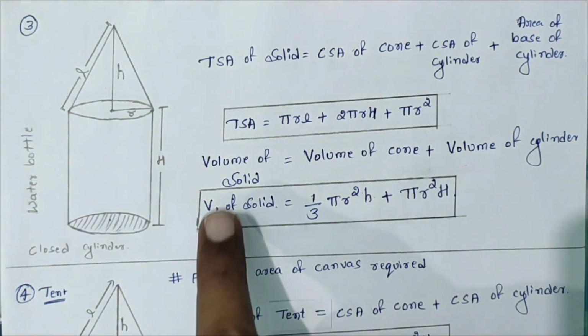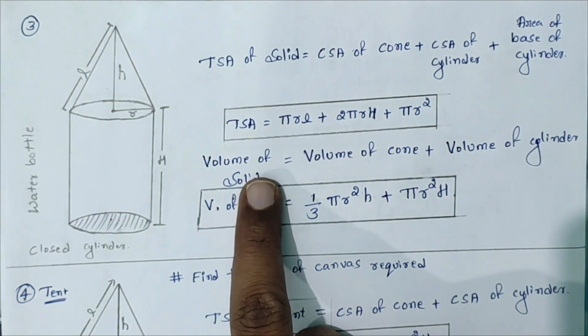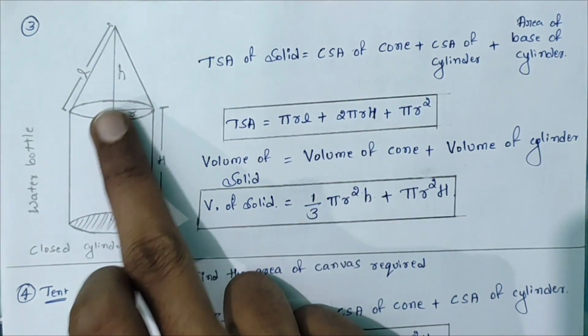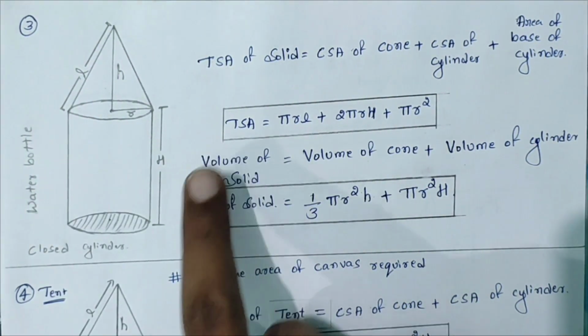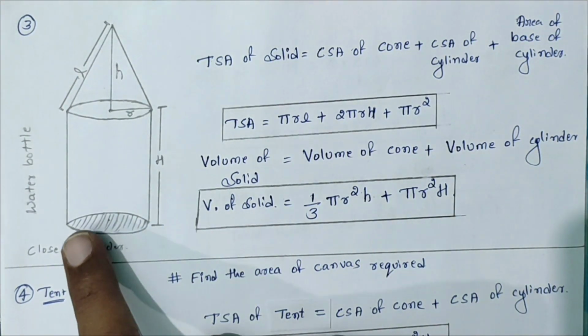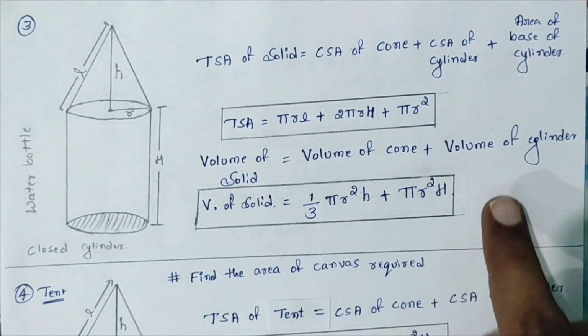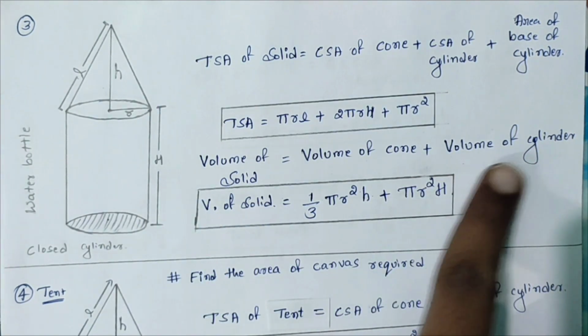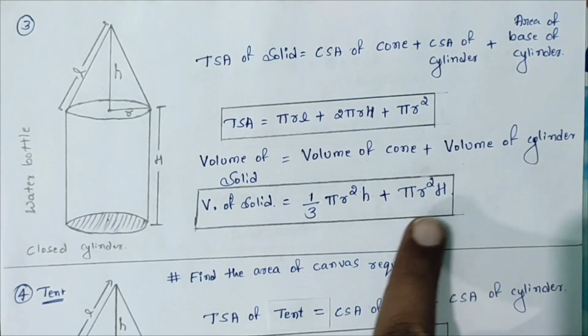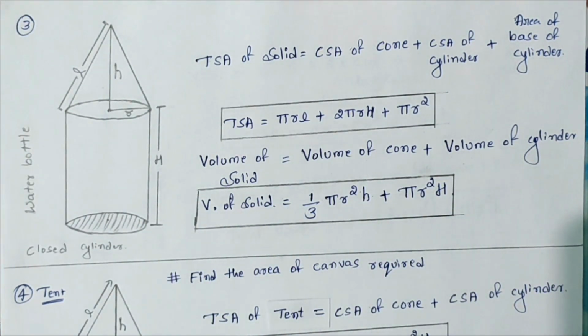So at the end, if we want to find the volume of a solid, that is volume of cone plus volume of cylinder, added together we are going to get the total volume of the solid. Here there is no need to add this base to the volume. It is already considered while writing the volume of a cylinder formula pi R square H.